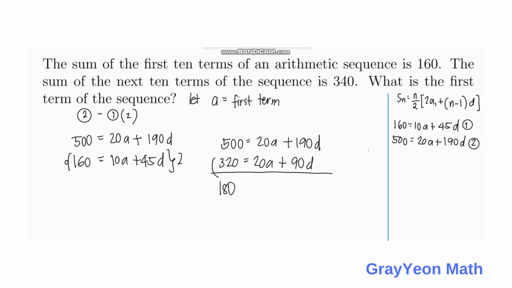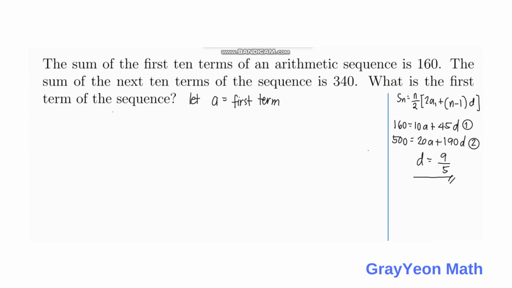The 20a minus 20a cancels out, and 190d minus 90d is equal to 100d. So d is equal to 180 over 100, or 9 over 5. That is the common difference, 9 over 5.